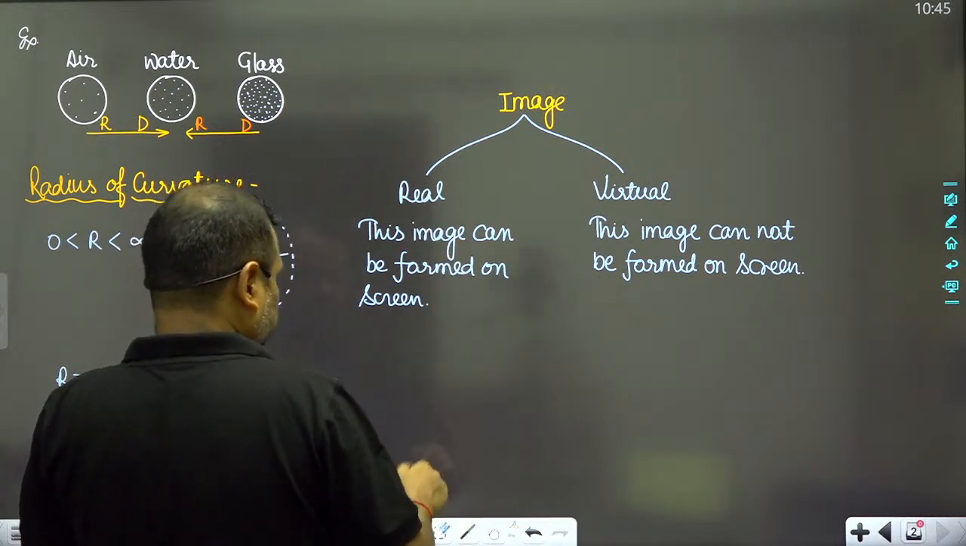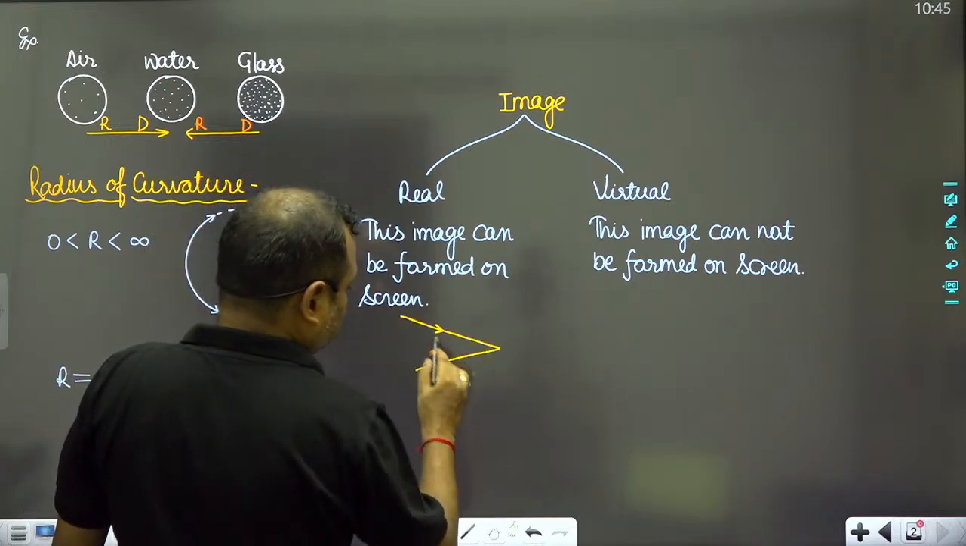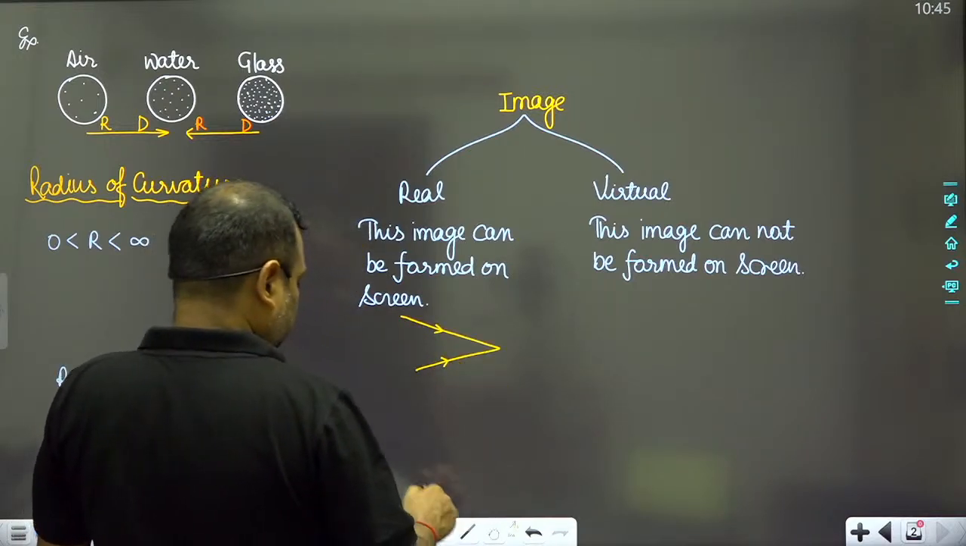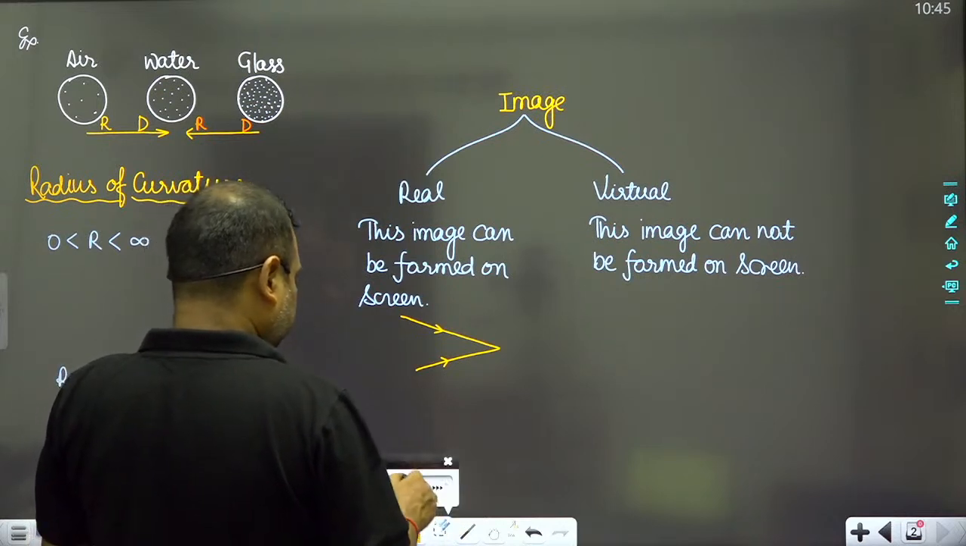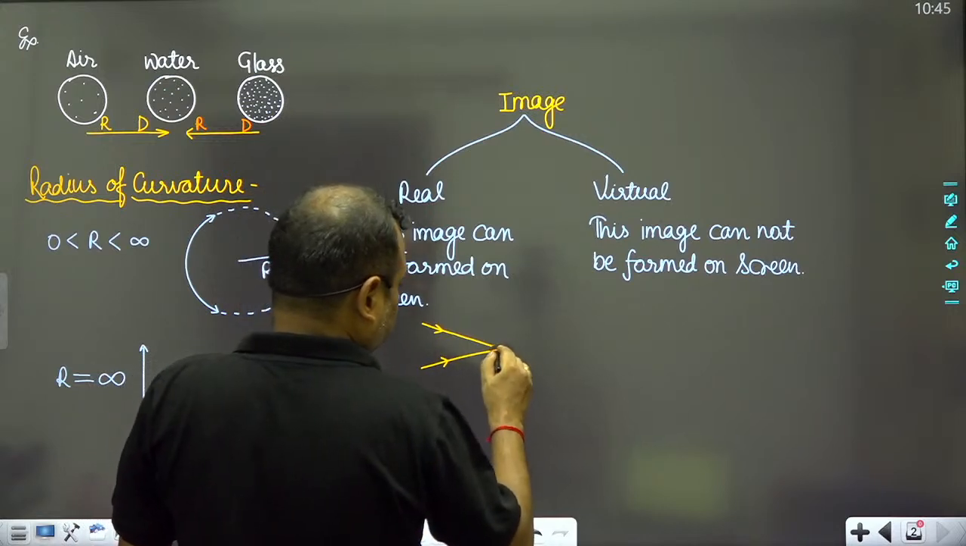Now, another thing, as I have already told you, is that minimum two light rays are required to form an image, and if the light rays are real, then obviously a real image will be formed.